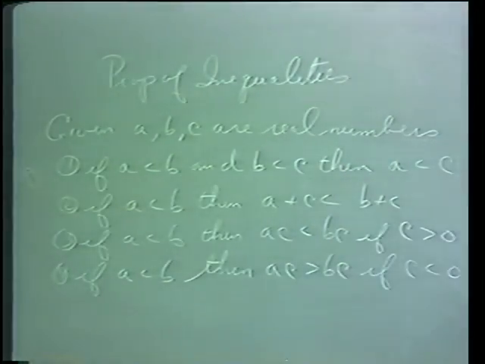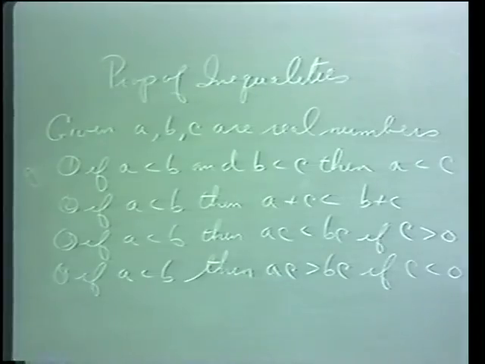If you're multiplying both sides by a positive number, it has no effect on your symbol. If you multiply both sides by a negative number, you have to reverse the order of the inequality. That means flip-flop the symbol. Anytime you multiply both sides by a negative, you have to flip-flop the symbol.